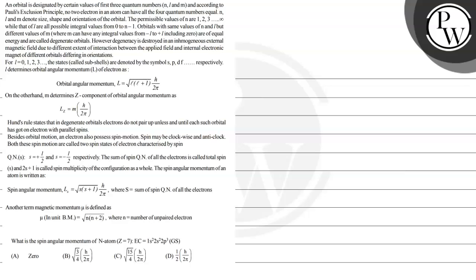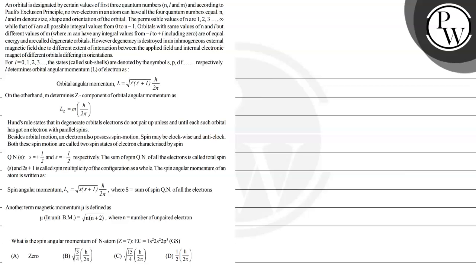Orbitals with same values of n and l but different values of m, where m can have any integral values from -l to +l including 0, are of equal energy and are called degenerate orbitals. However, degeneracy is destroyed in an inhomogeneous external magnetic field due to different extent of interactions between the applied field and the internal electronic magnet of different orbitals differing in orientations.